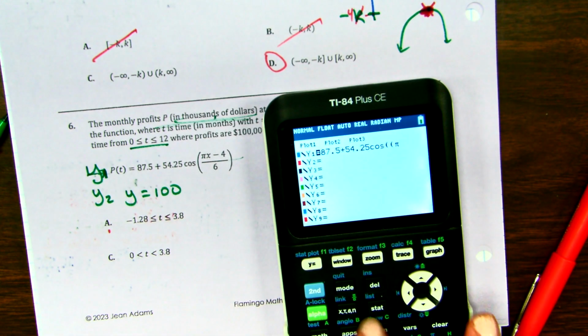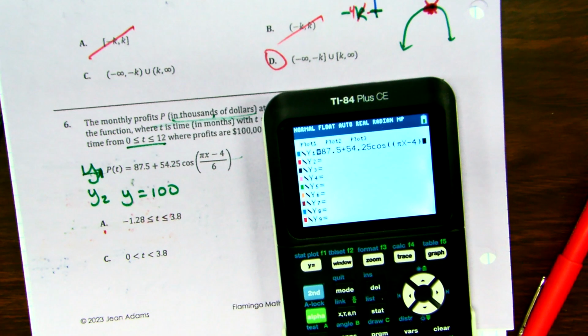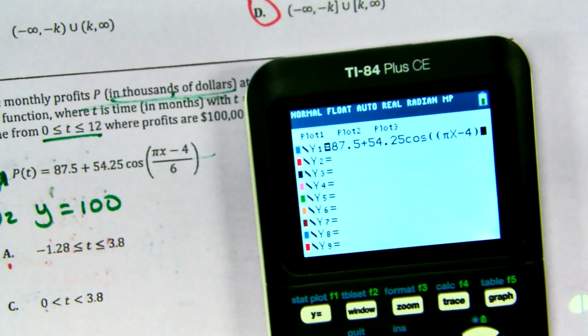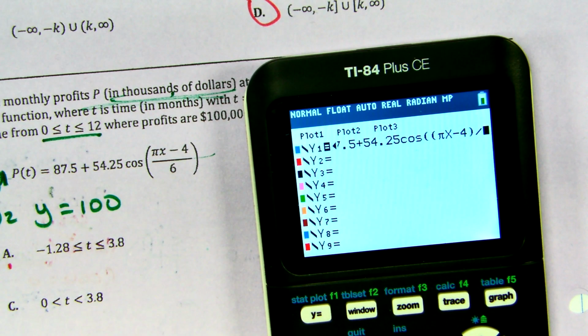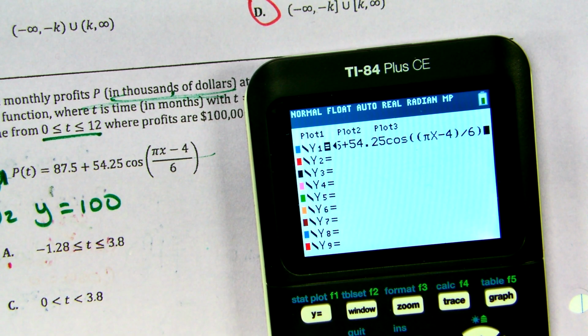Second pi, x, of pi x, minus 4. That's the end of my numerator, right? And my parentheses. That's my numerator. Divided by 6. Close them. You could close them twice, but you don't need to. And then Y2 equals 100.